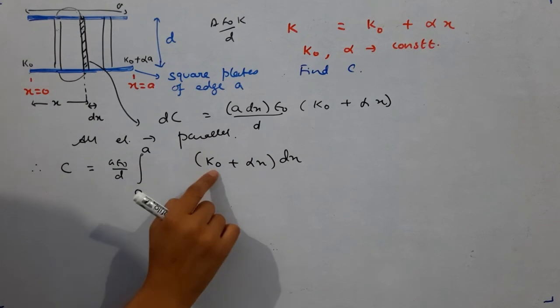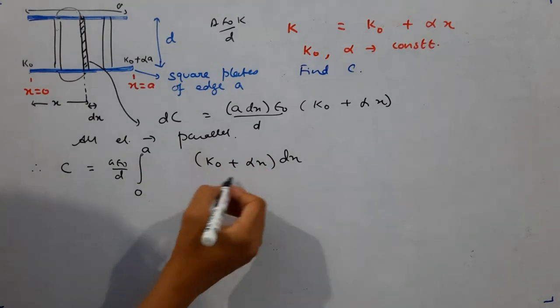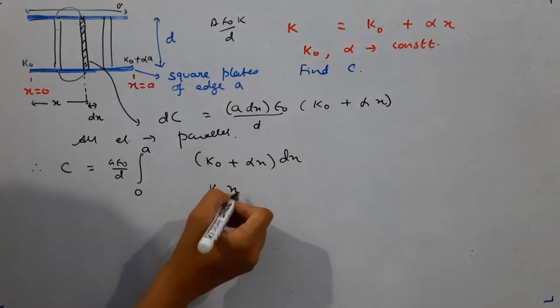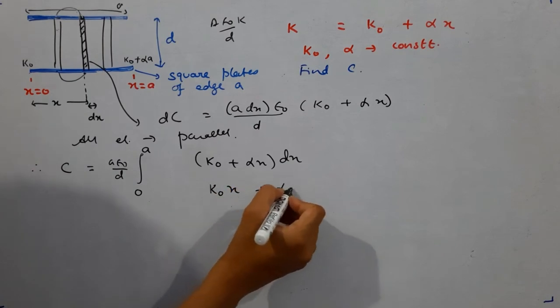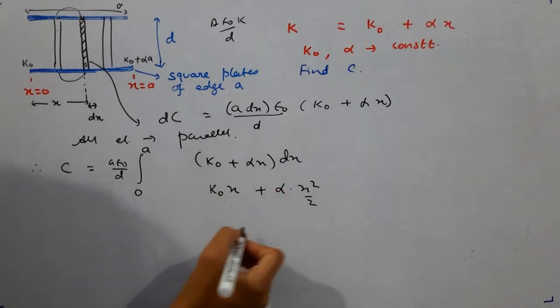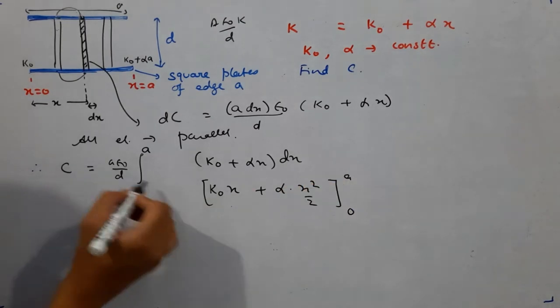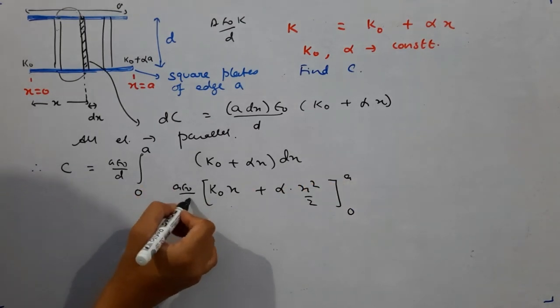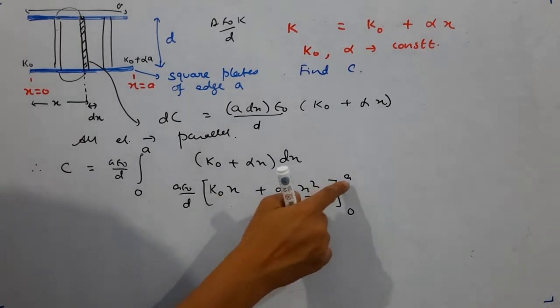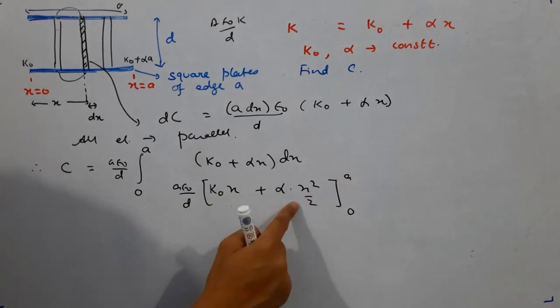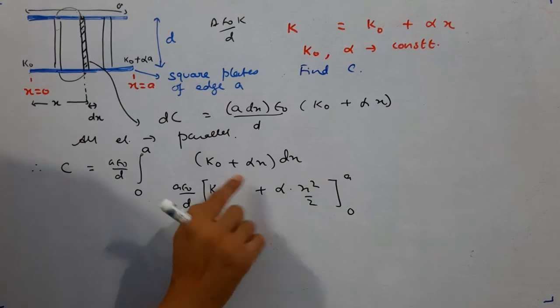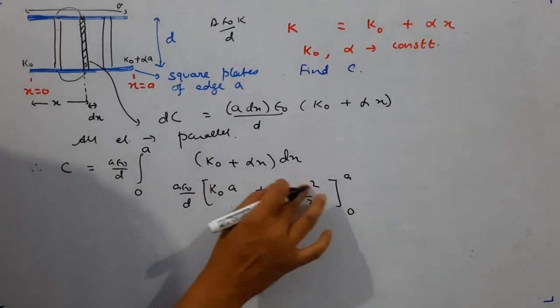Then integration of K naught plus alpha x. So this will become K naught times x plus alpha times x square by 2. And the limits are from where to where? 0 to A. And here we have A epsilon naught upon T. When you put x is equal to 0, everything vanishes. When you put x is equal to A, x will be replaced by A, it becomes this much.